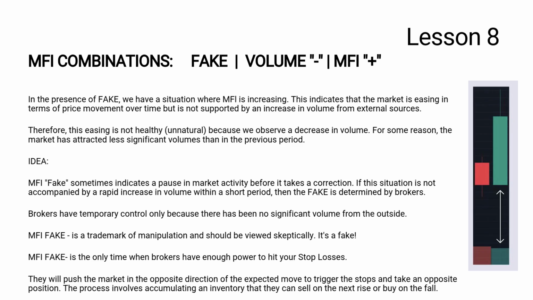Fake is the broker's trap. Here, MFI is increasing, so price is moving easily, but volume is falling. This is unnatural. It means the price is moving because there is no resistance, not because there is high demand. This is the trademark of manipulation. Brokers and market makers use this lack of volume to hunt your stop losses. They push the price in the opposite direction of the real move to trigger stops and build inventory for themselves. Treat a fake signal with extreme skepticism.